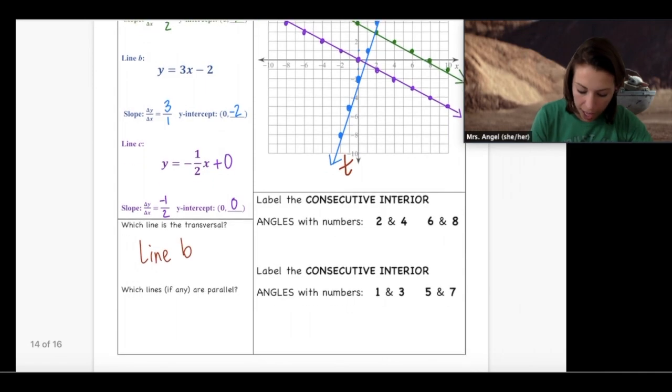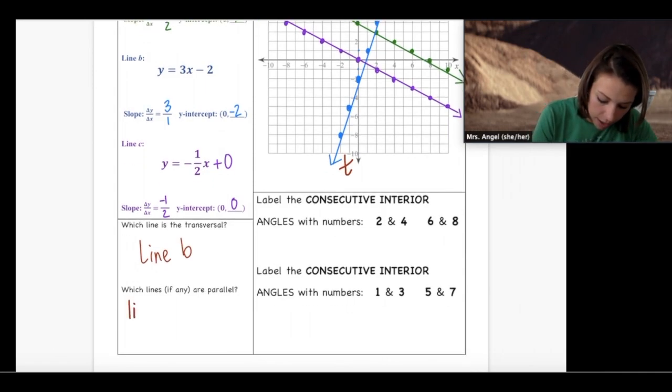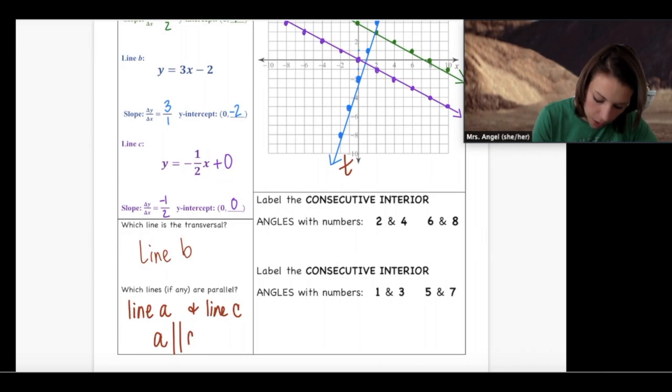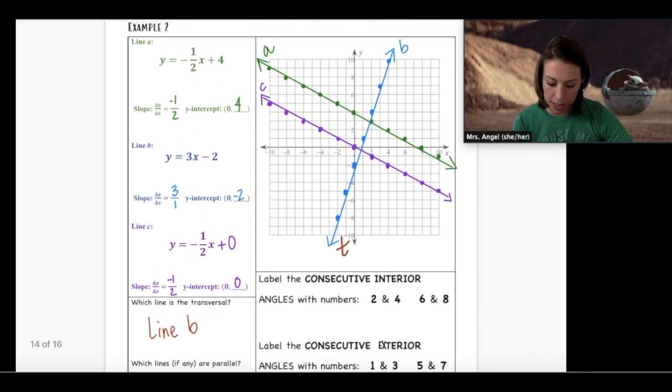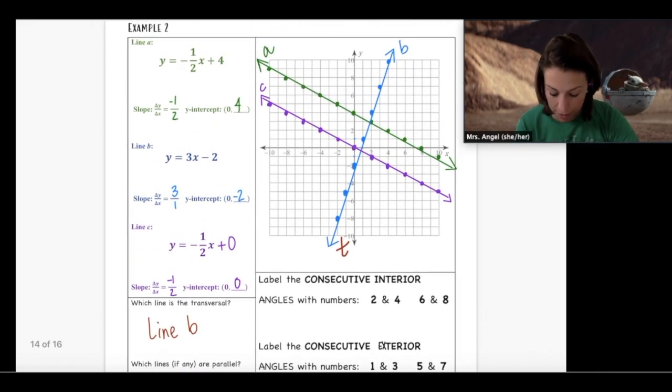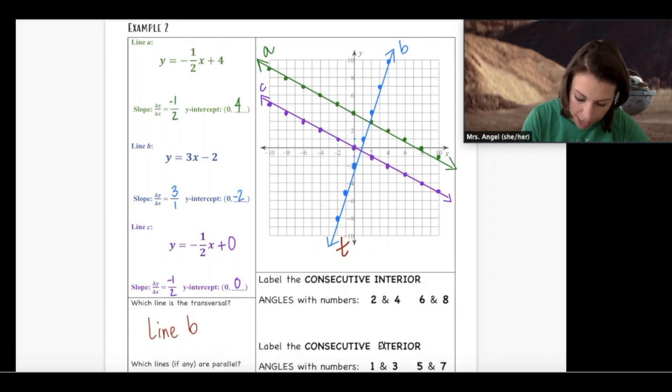So yeah, we have line A and line C. So we're going to use our notation. We would just do a lowercase a is parallel to, and then a lowercase c. Those are our parallel lines. Okay, so now we're going to label our consecutive interior and consecutive exterior. Remember, consecutive means same side of the transversal, side by side, one after the other.